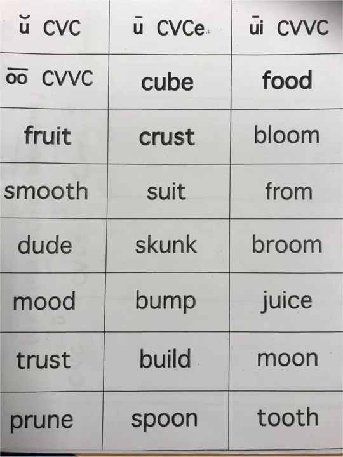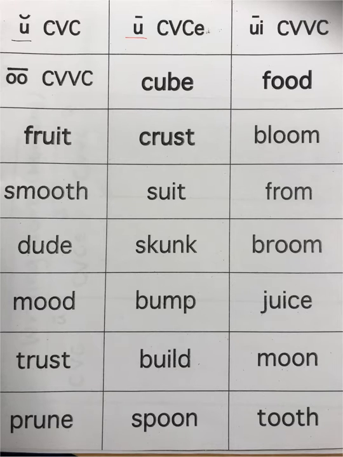With the consonant, vowel, consonant, we get our short U. Consonant, vowel, consonant, E, vowel dash E, gives us our long U, and consonant, vowel, vowel, consonant gives us that oo sound.